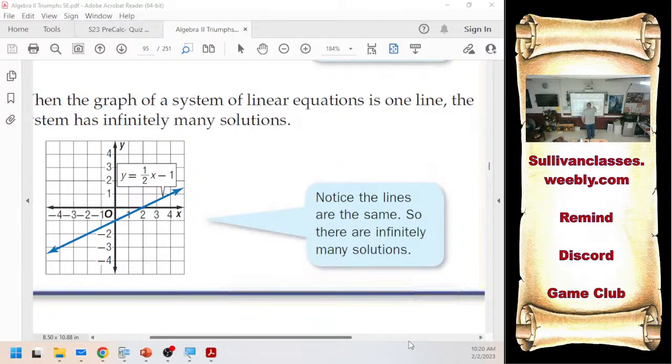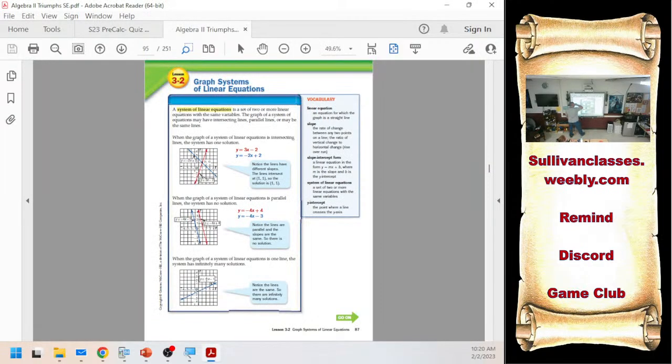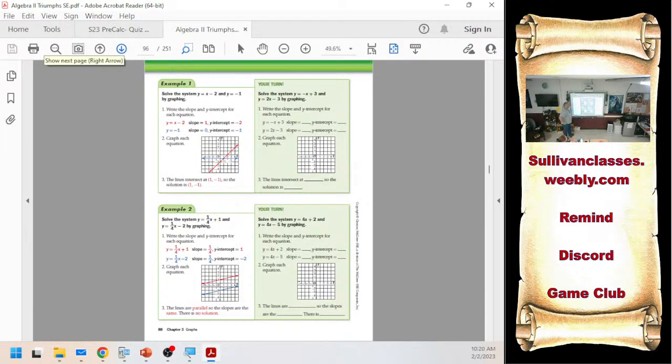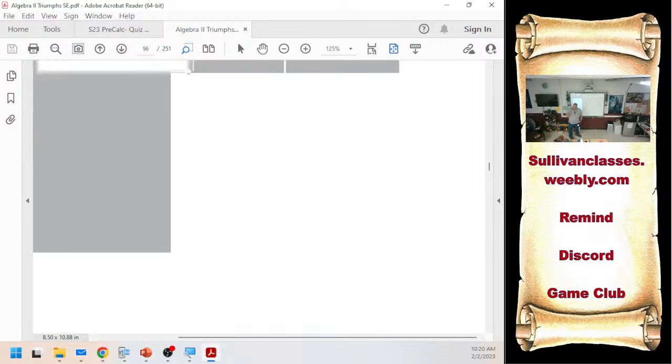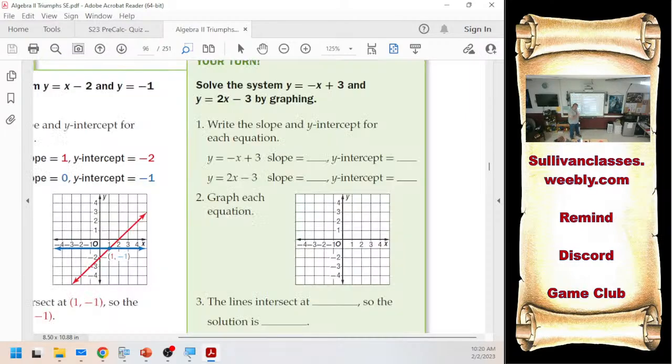So be careful with these. We call them infinitely many solutions, not all real numbers. And if you can graph, then you can do all of these. The first one is basically just, can you graph? Okay. Can you graph 2 lines? You better be able to.